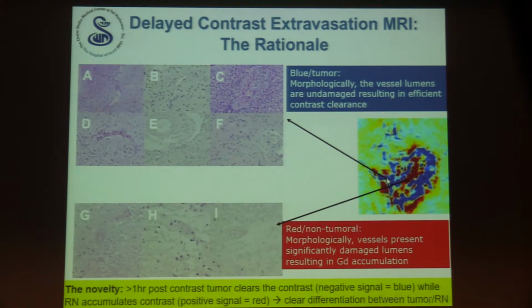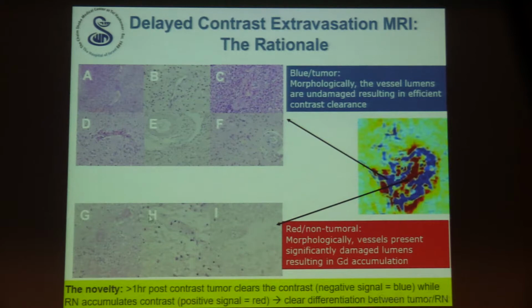If you look at the blue tumor regions in histology, you will see different types and shapes of tumor vasculature. But what is characteristic of these vessels is that they are viable, and therefore they're able to efficiently clear the gadolinium 1 hour after contrast injection. In regions of treatment effects, the blood vessels are at different stages of vessel necrosis, and therefore gadolinium keeps leaking and accumulating in the extracellular region.